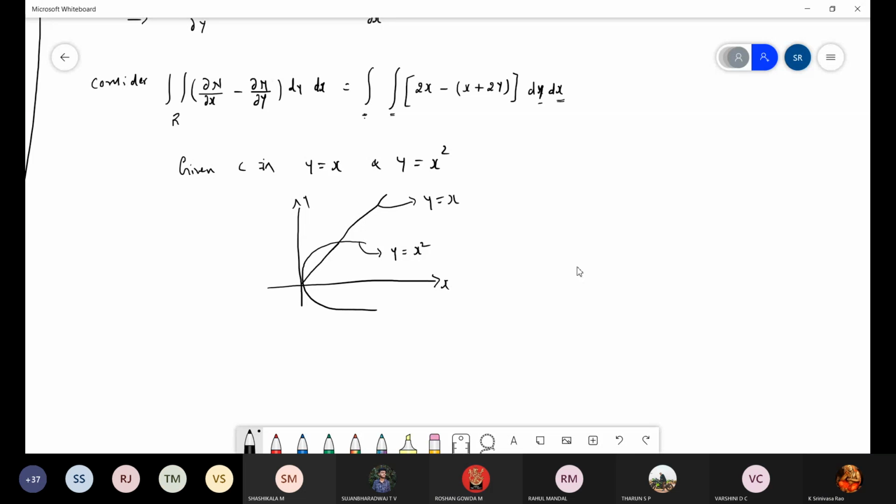No, sir, that is wrong. It should be an upward parabola. Sorry, I wrote x is equal to y square. Y is equal to x square means this is that curve. You should write neatly. So this is y equals x square.